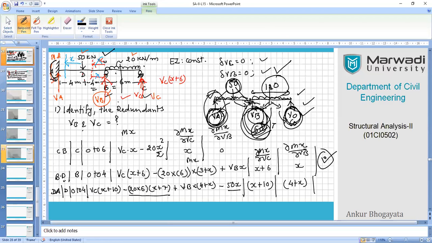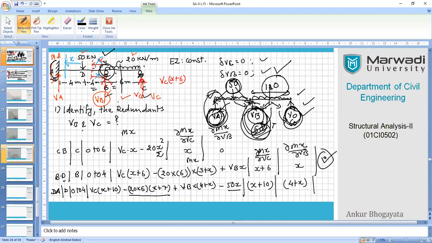Then, which are the other possible locations to receive moments other than B? You are completely right that at B you will be getting one moment definitely. So what do you think about the spans? Span A to B and span B to C. Should we have any moment? What do you think? Yes or no? At least you can say.